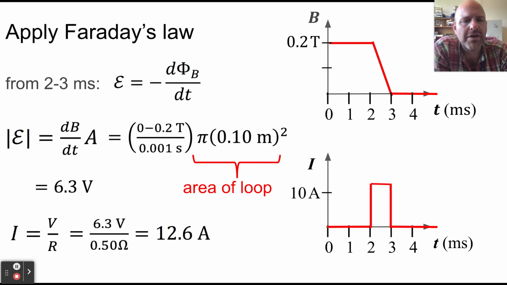Well, we have 0 changing flux. It's constant flux for the first 2 milliseconds, so no current. Then for a millisecond, we have 12.6 amps of current, and then we have 0 again.